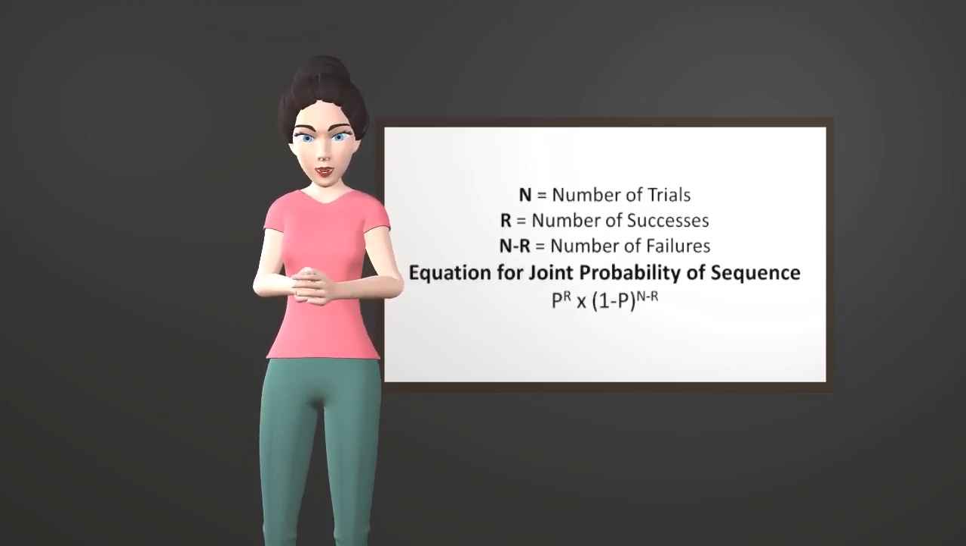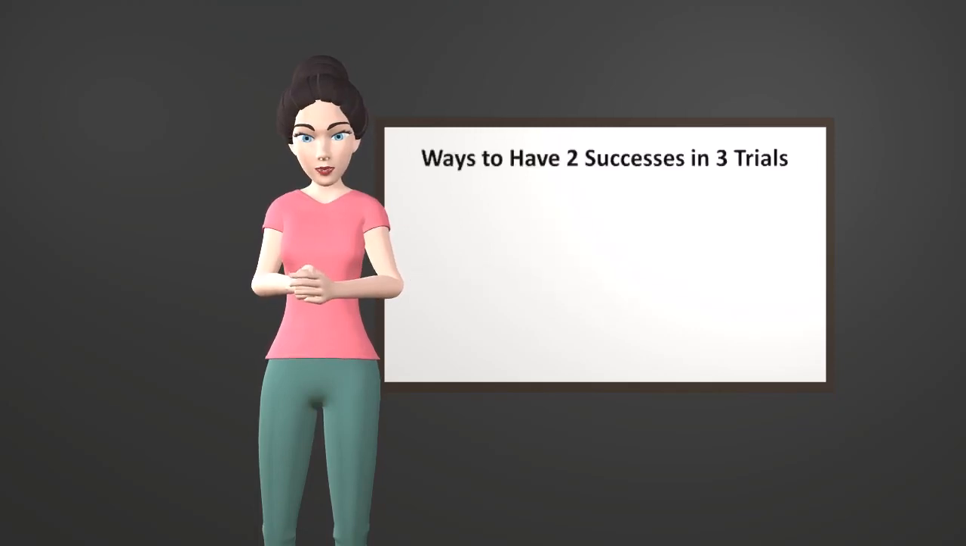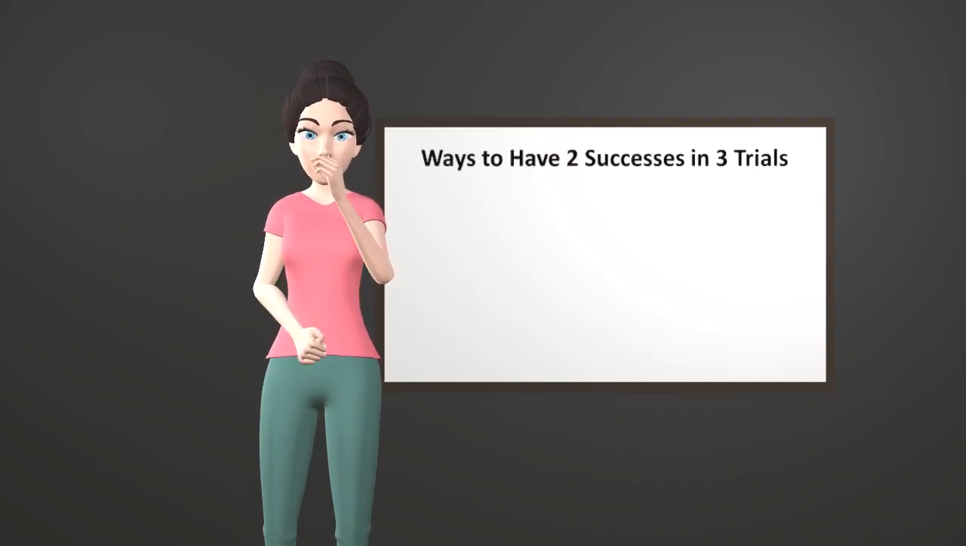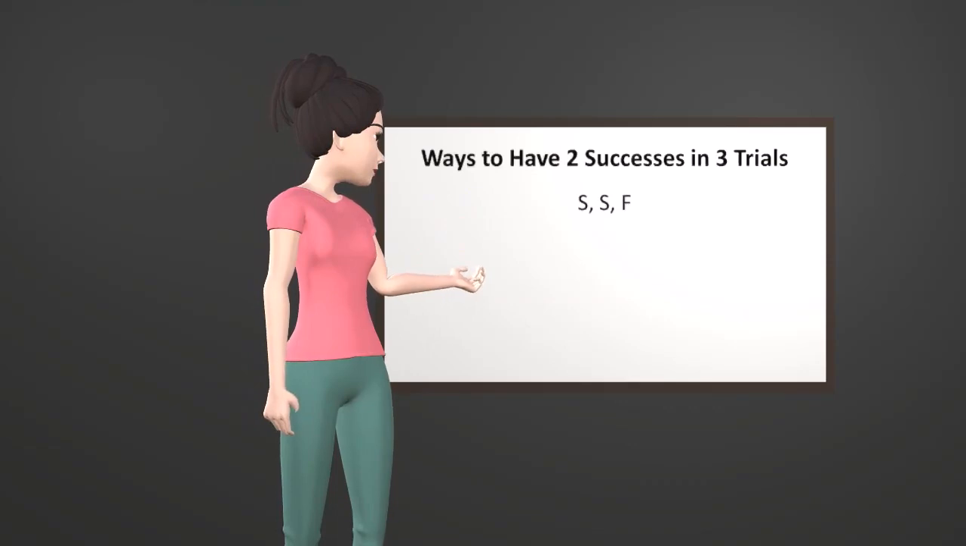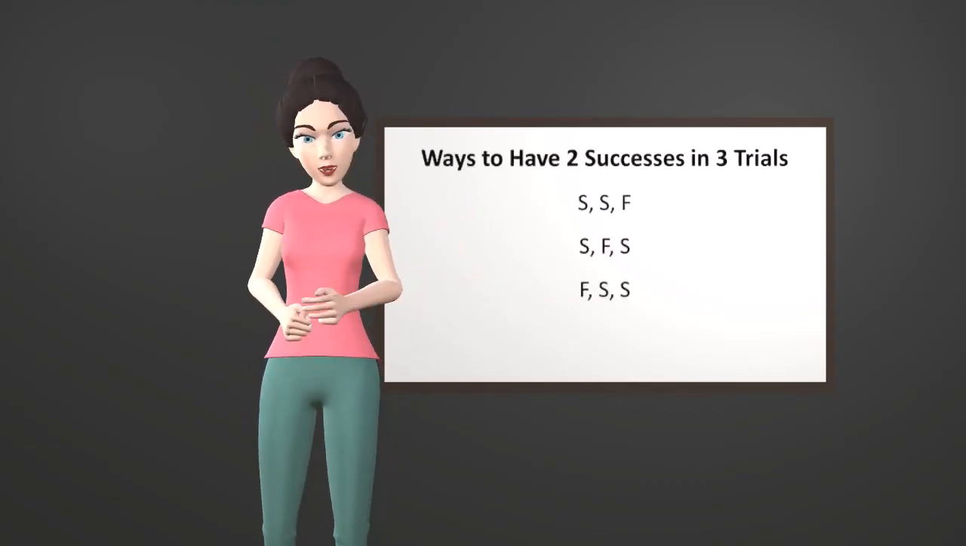The next step is to figure out how many different sequences, that is, patterns of successes and failures, have that same number of successes out of N trials. For example, there are 3 different ways we can have 2 successes from 3 trials. Success, success, failure. Success, failure, success. Failure, success, success.